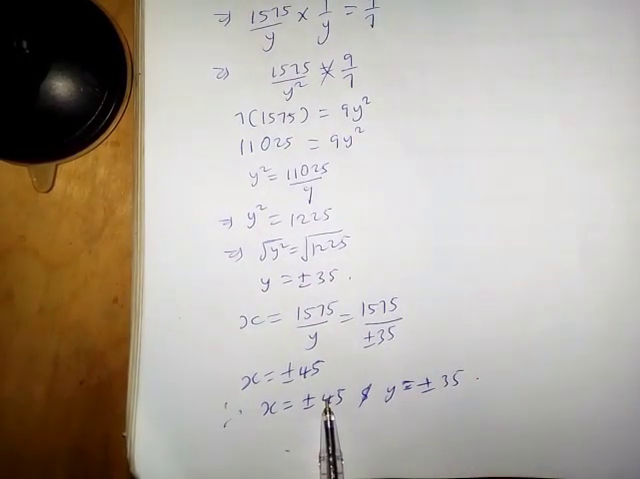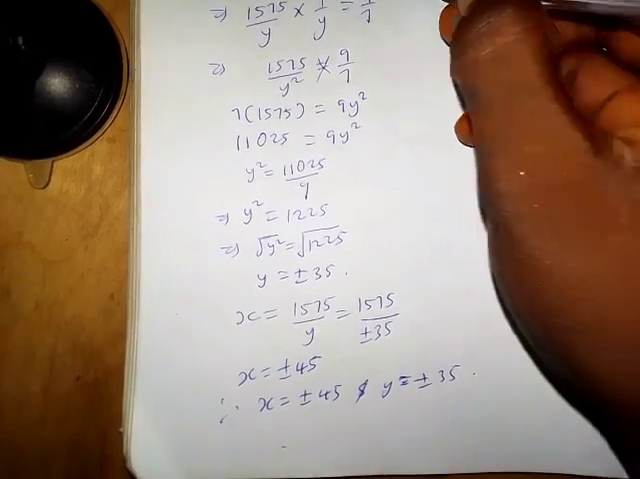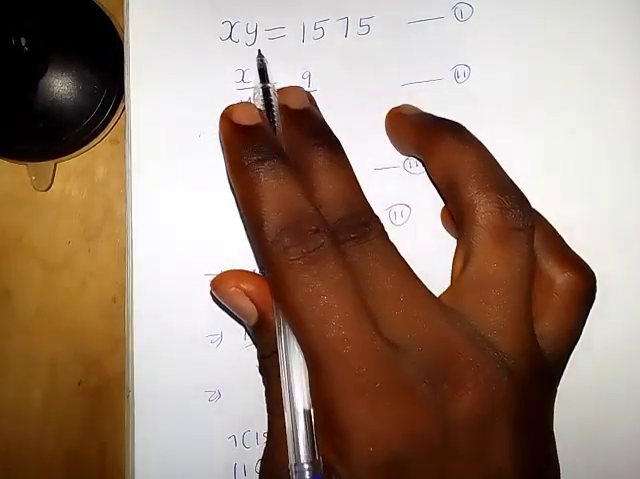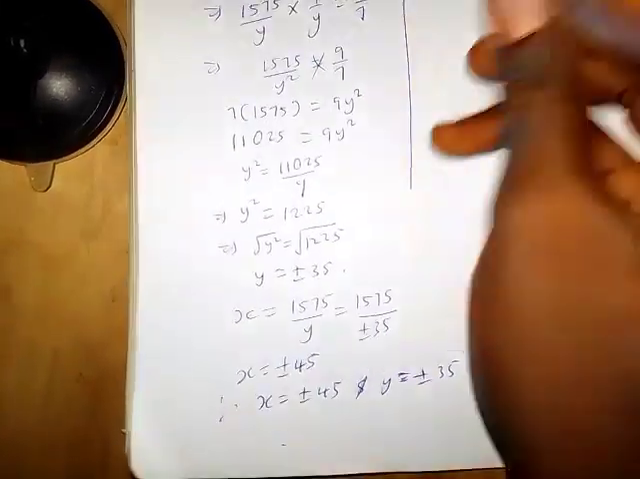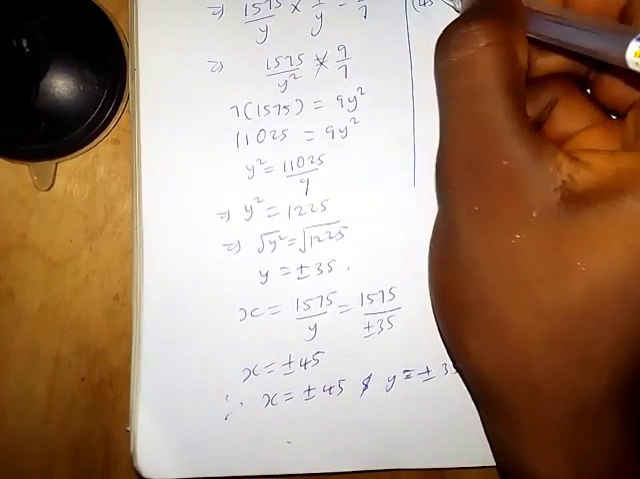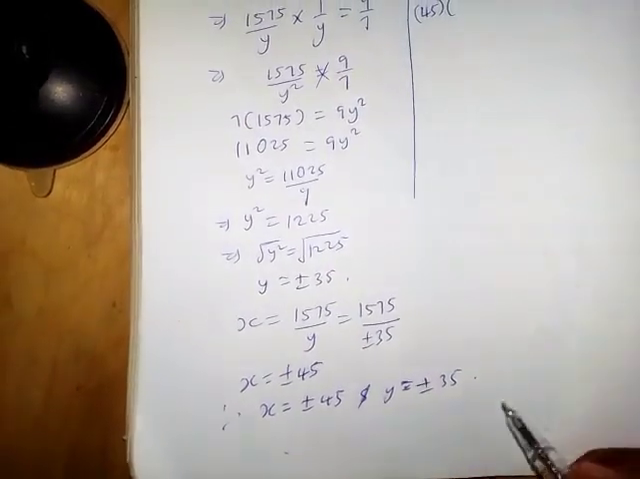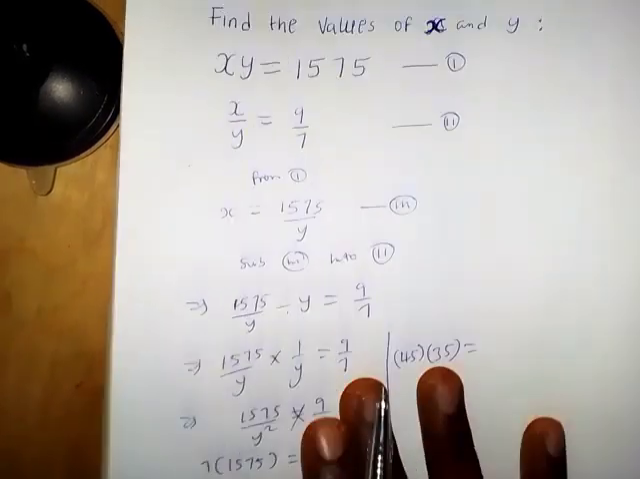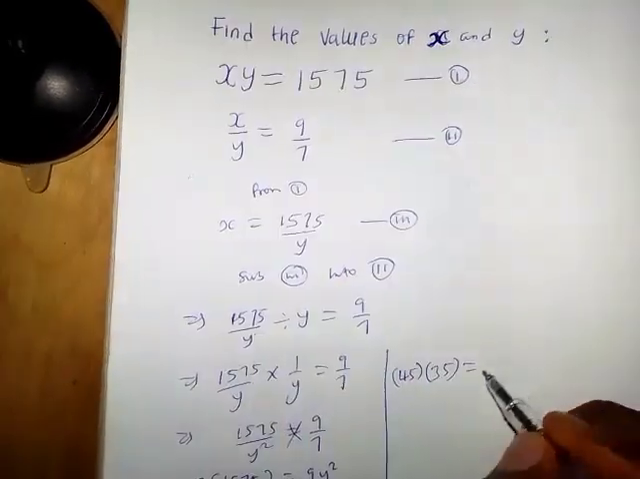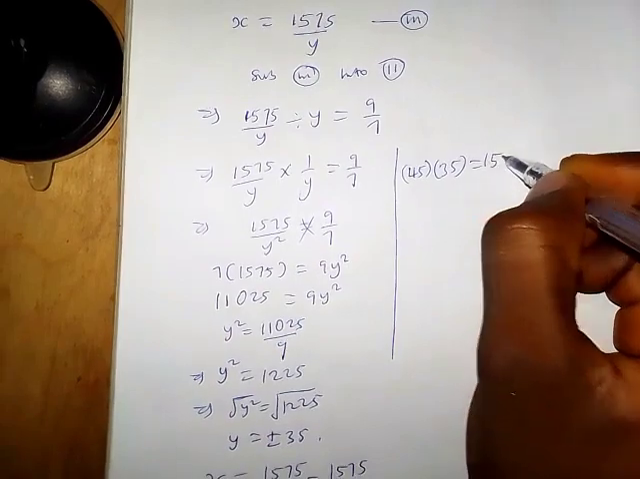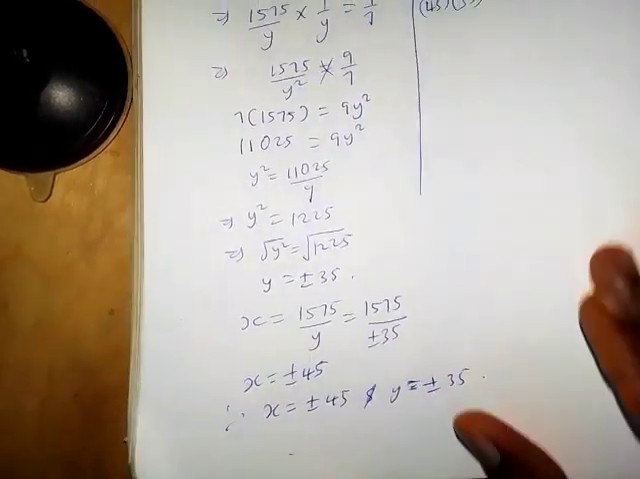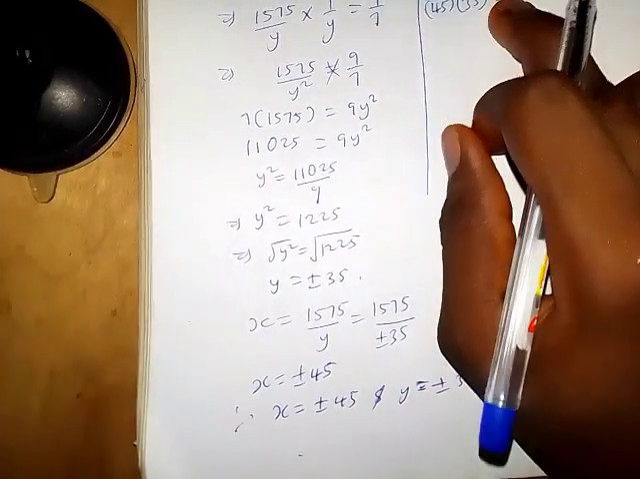Suppose we take when x equals 45 and y equals 35. So let's plug that into equation 1. So x is equal to 45 times y, which is 35. When you multiply this together, you are going to obtain 1575. So that means when x and y are positive, this equation 1 is true.